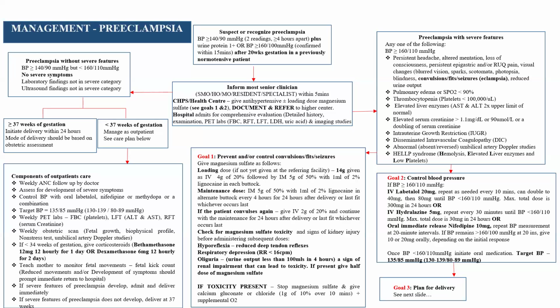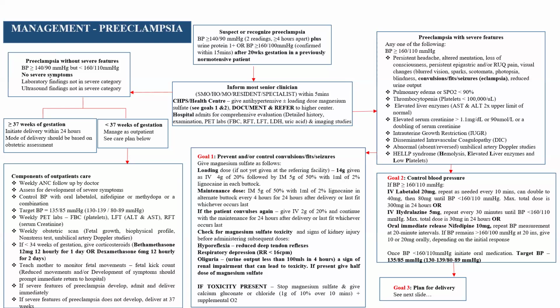So whenever you have oliguria, which is measured as less than 100 ml of urine in 4 hours or less than 30 ml of urine per hour, then you want to be looking out for other signs of magnesium sulfate toxicity, which include hyporeflexia, reduced deep tendon reflexes, or respiratory depression, with a respiratory rate of less than 16 cycles per minute. If this happens, what you do is give just half of the initial dosage of the magnesium sulfate that you want to give.